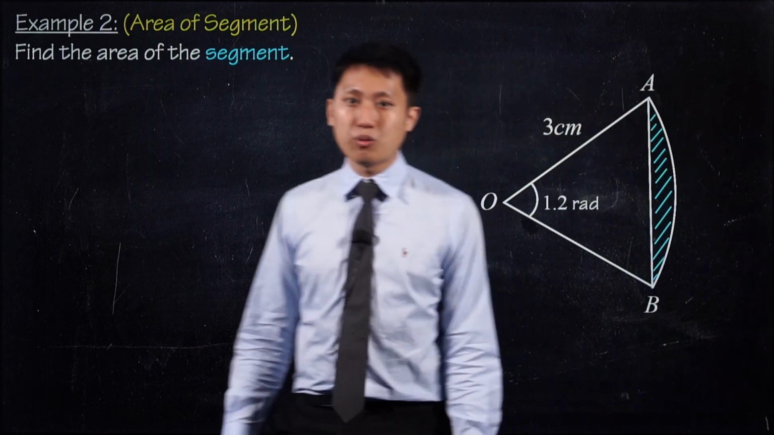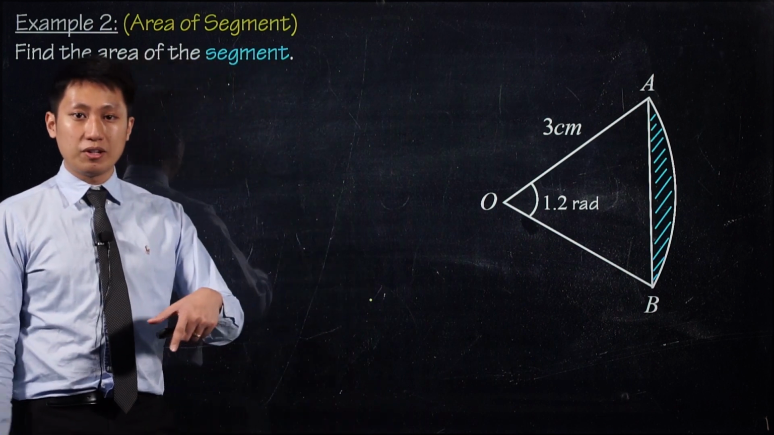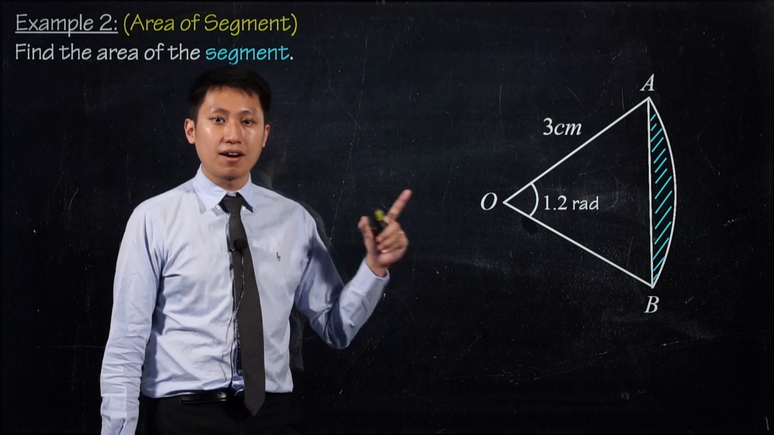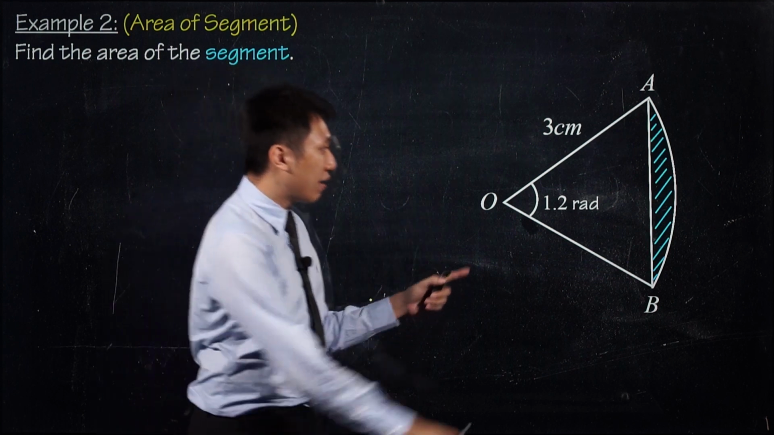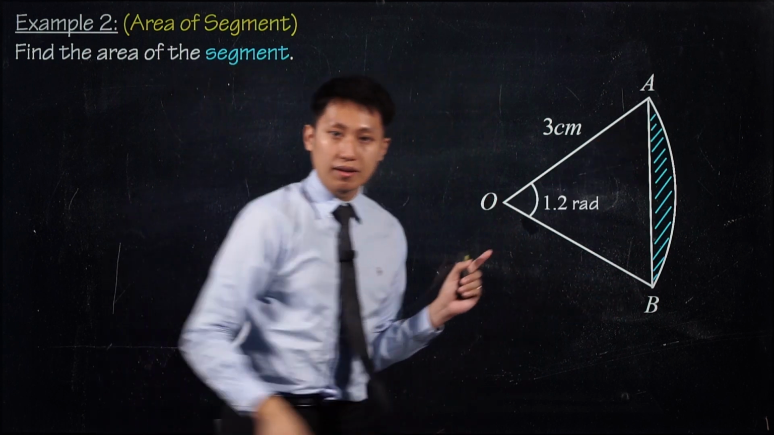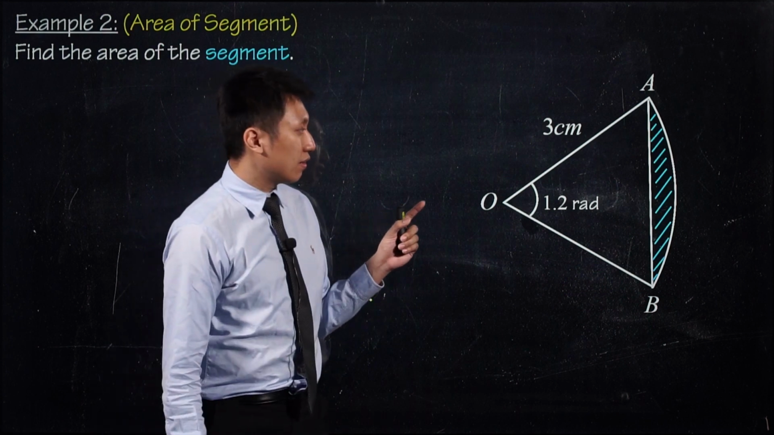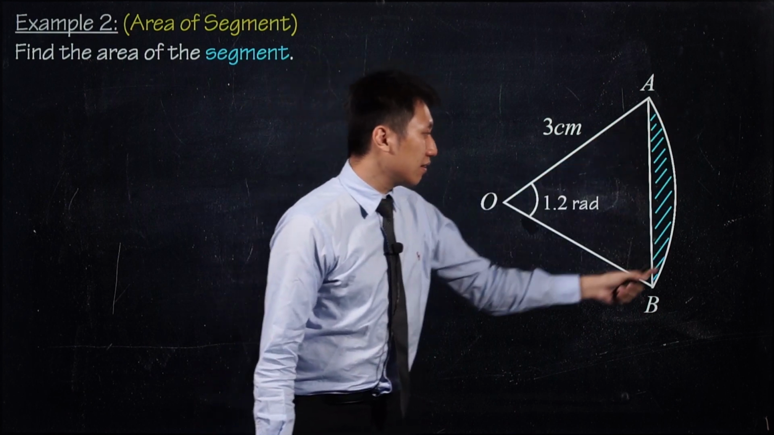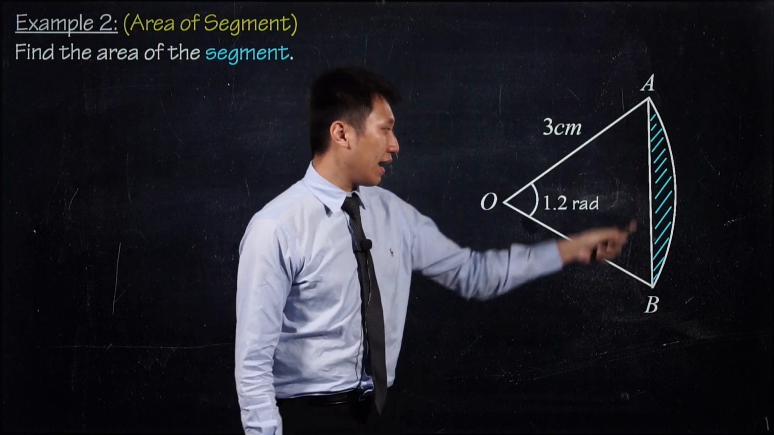What do we know how to find in this chapter? We know how to find the sector. The sector formula is half r squared theta. So we can find this whole area, correct? Can we find this one? Yes, we do sector minus triangle.